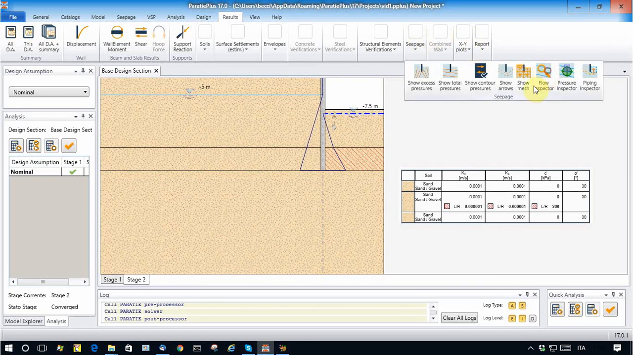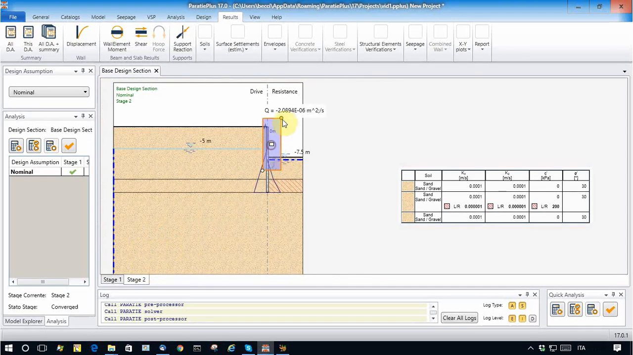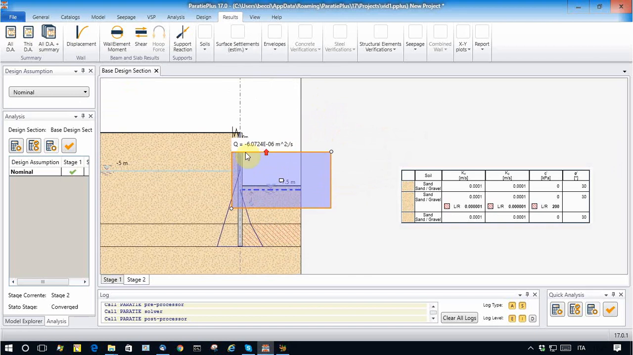We use the flow inspector to see how much flow is required to be pumped off in this case. It is 6 times 10 to the -6, which is much lower than the value we estimated before, that if you remember was around 1 times 10 to the -4 square meter per second. So the soil plug has the role of reducing very much the amount of water to be pumped off. Of course, if the soil plug is made well, it is appropriate.